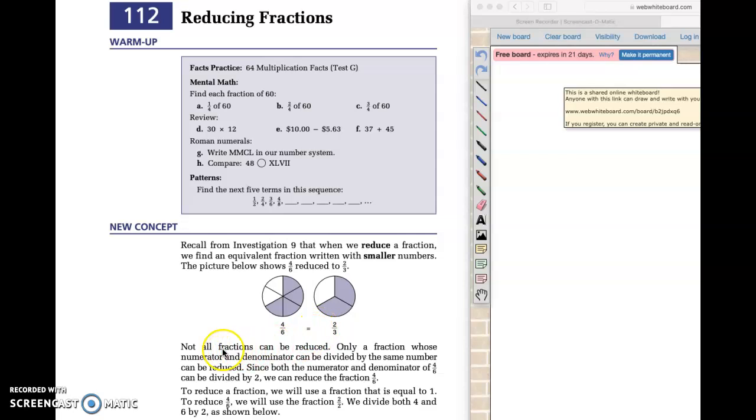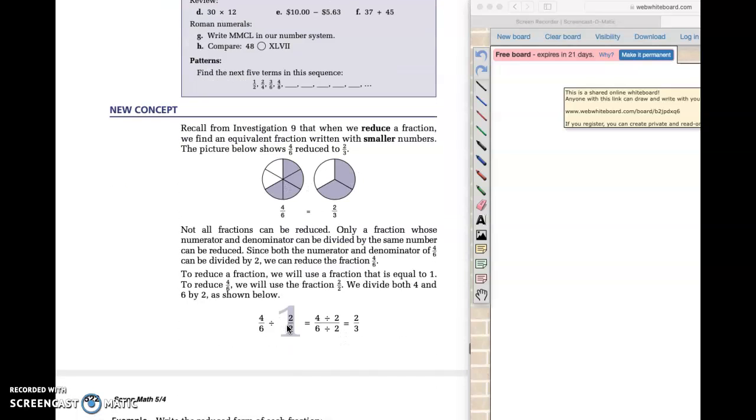So it is true, you guys know this, not all fractions can be reduced. And just like I said, a fraction needs to have a numerator and a denominator that can be divided by the same number in order to be reduced. So let's go ahead and look at a couple examples.